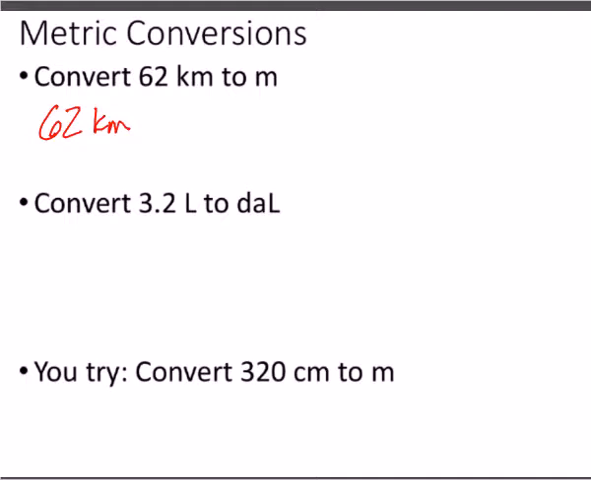So, with this, remember, we've got to write down our given information. We've got 62 kilometers. Our next step is to do what? Right. Put the unit you're trying to get to all the way at the end. That's just going to help guide you along.